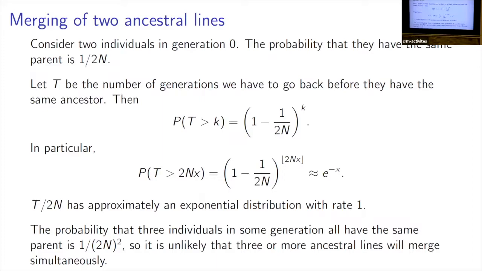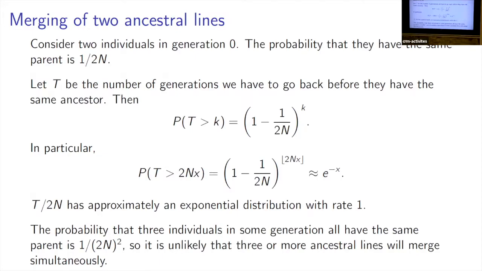Now we want to think about how these ancestral processes should behave. Let's first think about a simple case where we're just tracing back the ancestral lines of two individuals that are sampled from generation 0. Because individuals choose their parent uniformly at random, the probability that these two individuals have the same parent in the previous generation is 1 over 2n, and therefore the probability that they have different parents is 1 minus 1 over 2n. Let's let capital T be the number of generations that we have to go back before we find that these two individuals have the same ancestor.